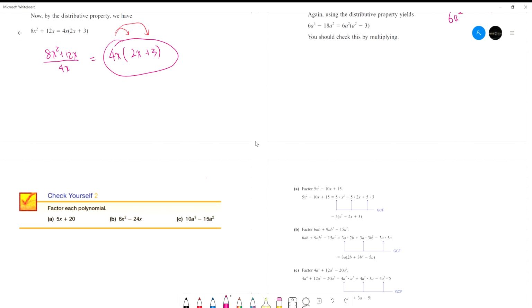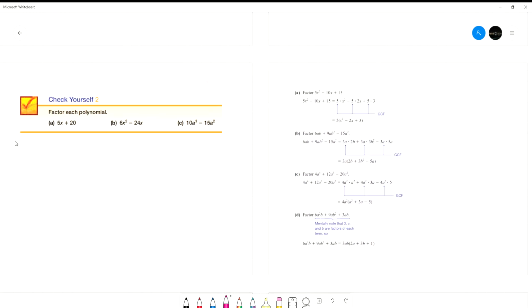Okay. Let's practice a few on your own then. Let's try A. A should be an easy one. You have 5x plus 20. We have to find the GCF of 5x and 20. Notice how there's no x in the second term. That means x cannot be a GCF, so you just have to find the numerical GCF. What's the GCF of 5x and 20? Yeah, the GCF is 5.